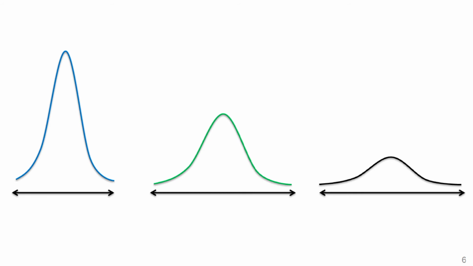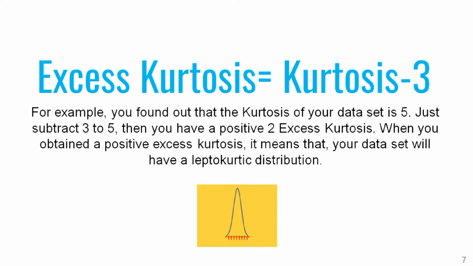To compare the kurtosis that you have to that of a normal distribution, we just have to get the excess kurtosis. Excess kurtosis is equal to kurtosis minus 3. For example, you found out that the kurtosis of your dataset is 5. Just subtract 3 from 5. Then you have a positive 2 excess kurtosis. When you obtain a positive excess kurtosis, it means that your dataset will have a leptokurtic distribution.